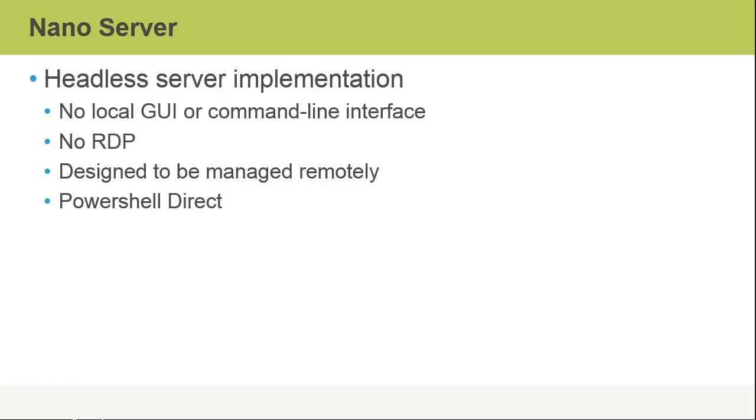NanoServer is a headless server implementation. This means that there's no local GUI or command line interface, so we can't interact with it locally. There's also no remote desktop support, and it's designed to be accessed over the network. We could also use PowerShell Direct on a Hyper-V host if we've got a NanoServer virtual machine. PowerShell Direct allows us to enter a remote session with a virtual machine, but not over the network. Instead, directly through the hypervisor into the guest operating system.